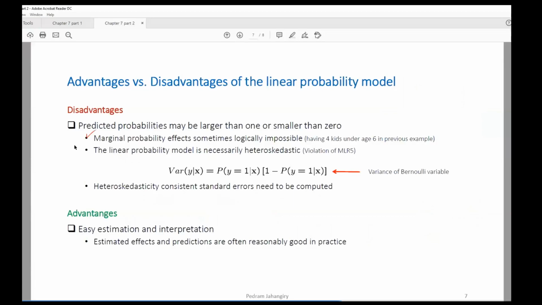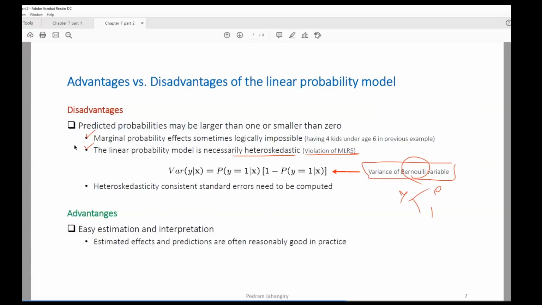Then look at this one. The linear probability model is necessarily heteroscedastic. This is a big deal with the LPM. And let's see why this is a big deal. If it is heteroscedastic, it's a violation of assumption number 5. So I need your background in statistics. If your random variable can take two values, 0 and 1, what's the distribution? It's going to be a Bernoulli random variable, right? Because it's pass or fail.